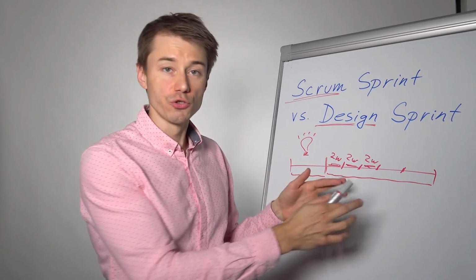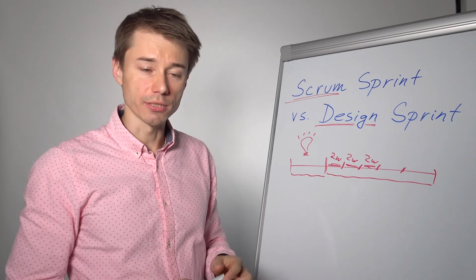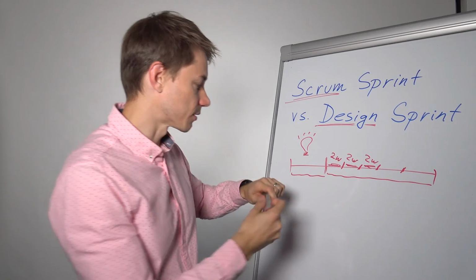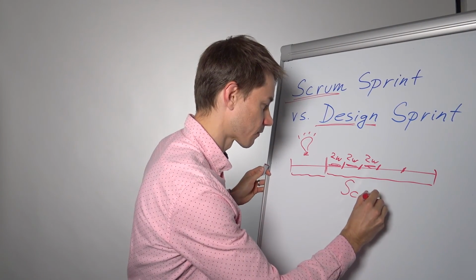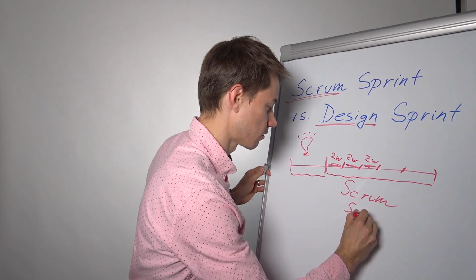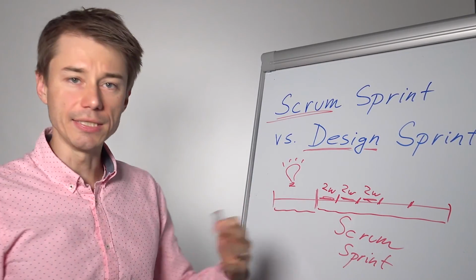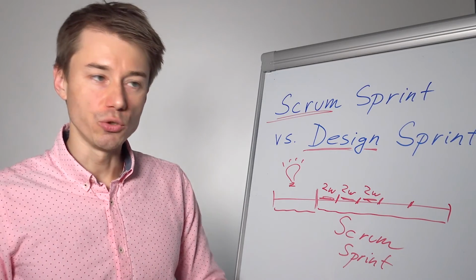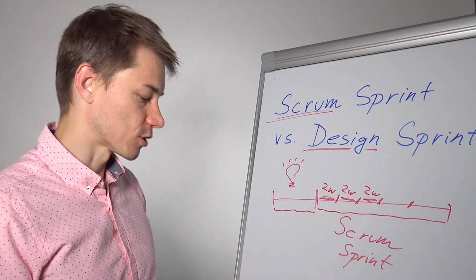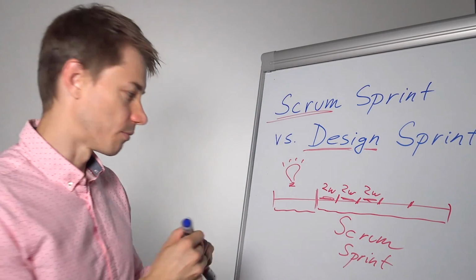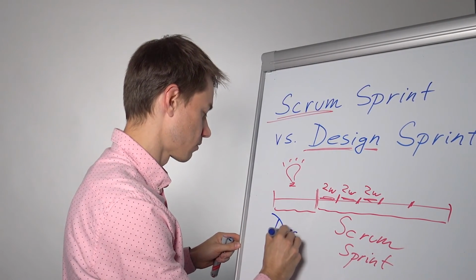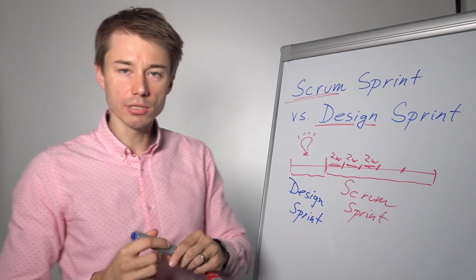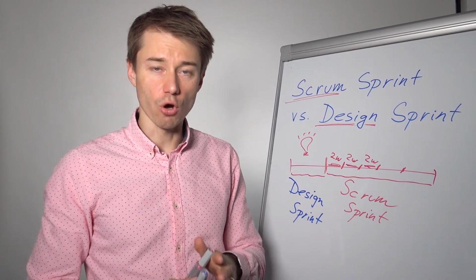Developers write code during the Scrum sprint, I'll type it here, Scrum sprint. During the ideation phase, during the validation phase, product teams use the design sprint. I'll write it in blue, design sprint. The design sprint usually lasts 5 days only.